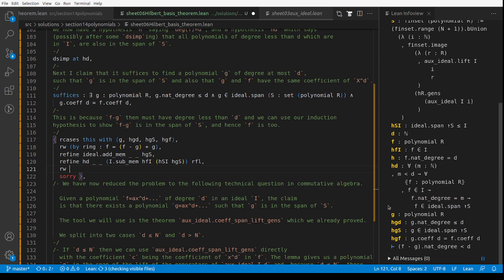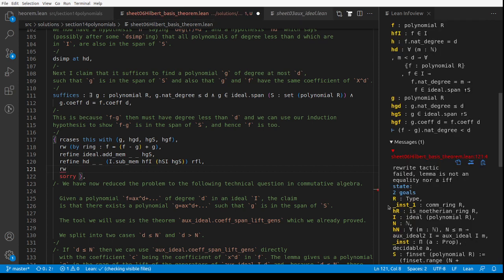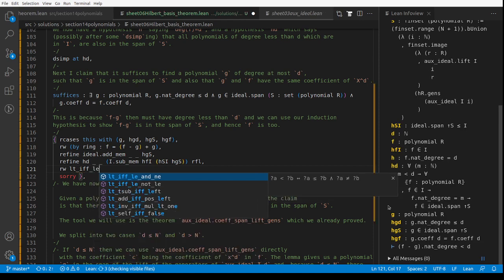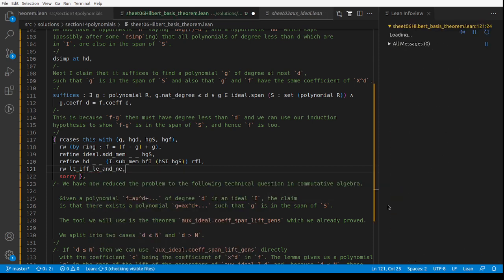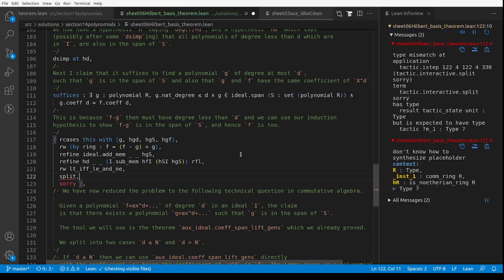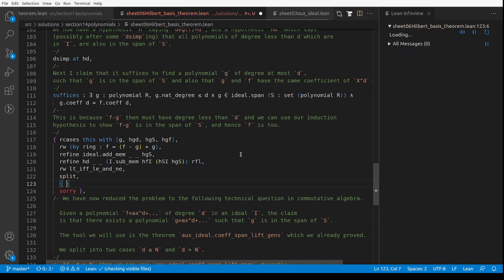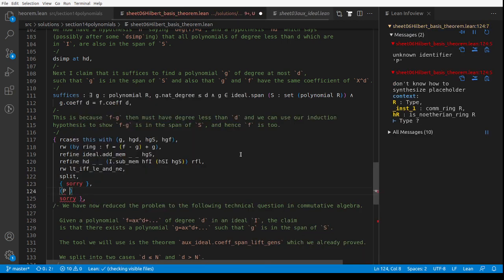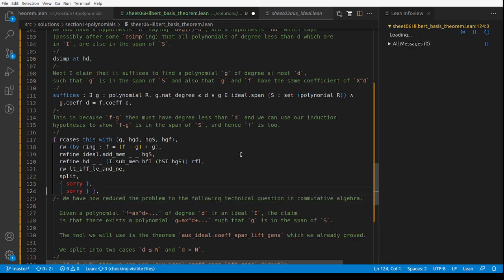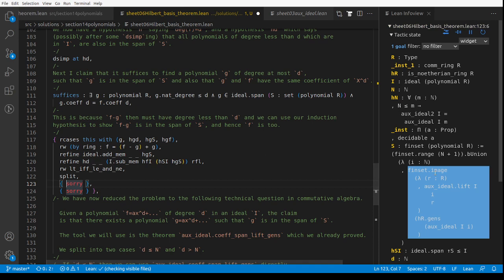so let's rewrite... so I guess it would be LT if LE and NE. I could use this. And now I've got to prove the degree is less than or equal to d and not equal to d. So I guess I can split now. Sorry. And then another sorry. Which apparently needs a second bracket. There we are. So now what?